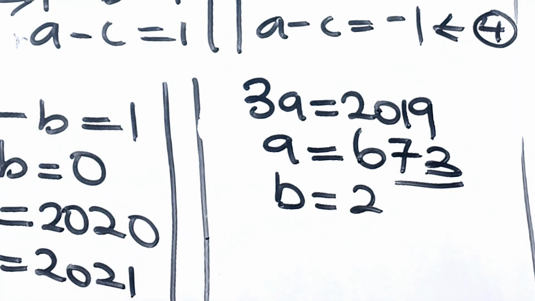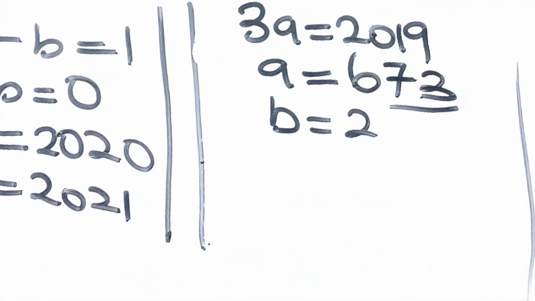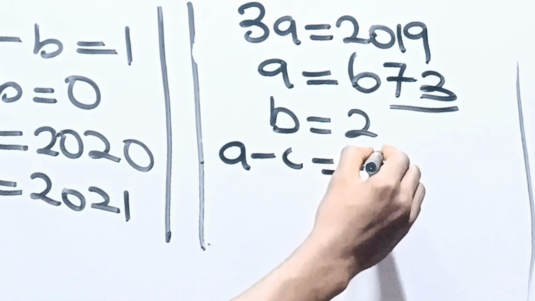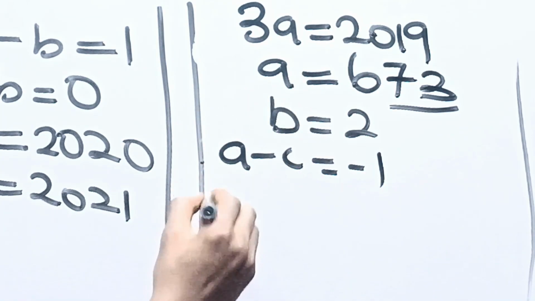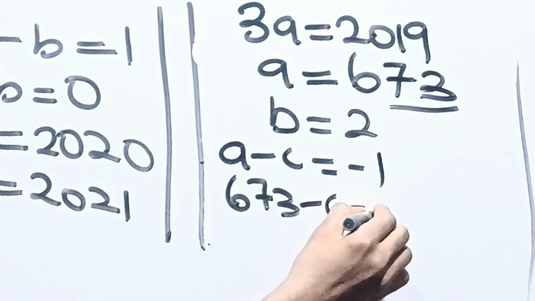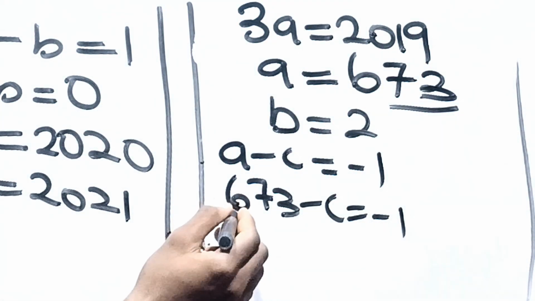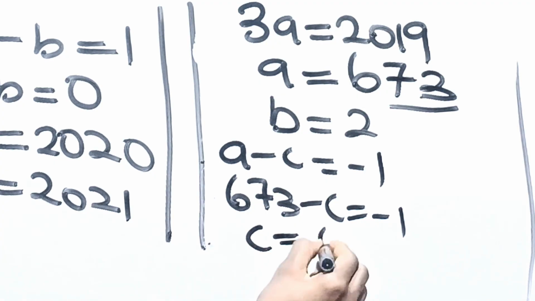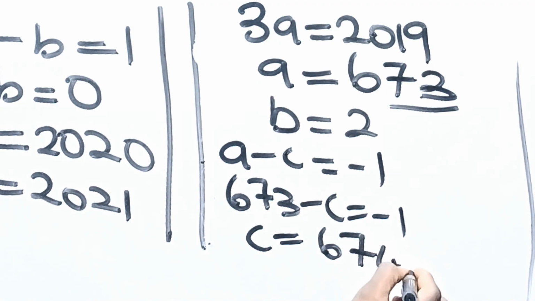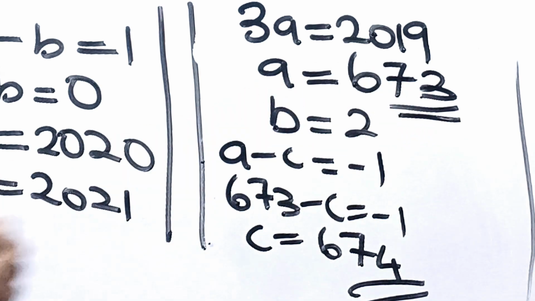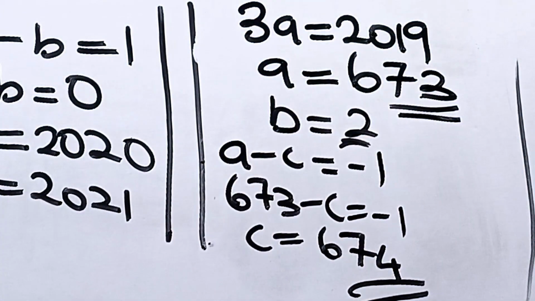Now what's C here? Recall that A minus C is equal to negative 1. So put A as 673 here. We now have 673 minus C is equal to negative 1. From here, we now have that our C is equal to 674. So these are the answers for A, B, and C in this question.